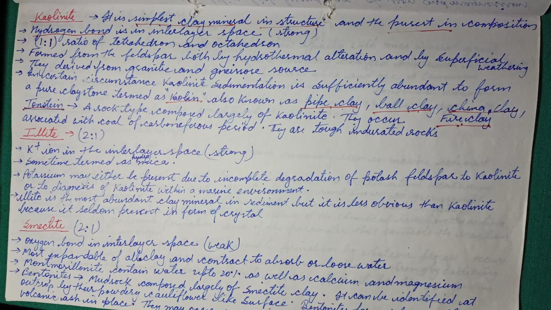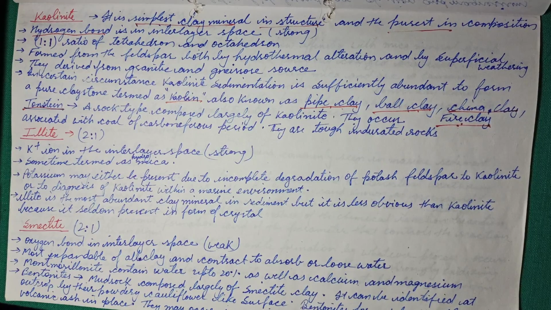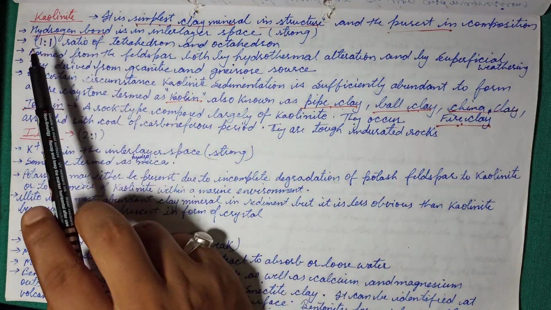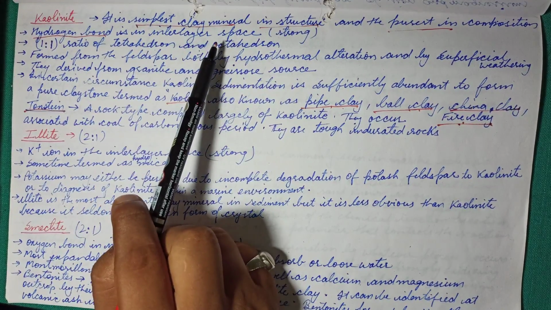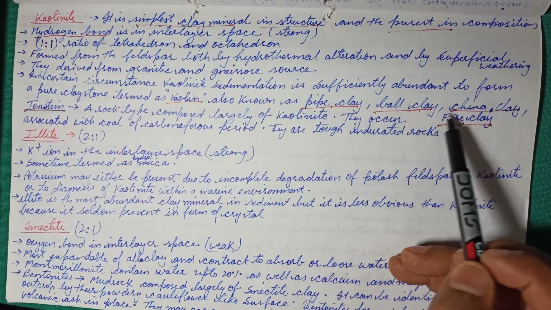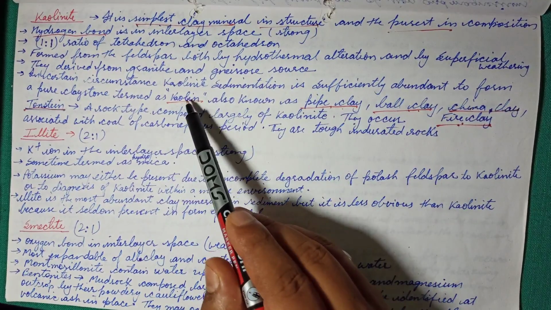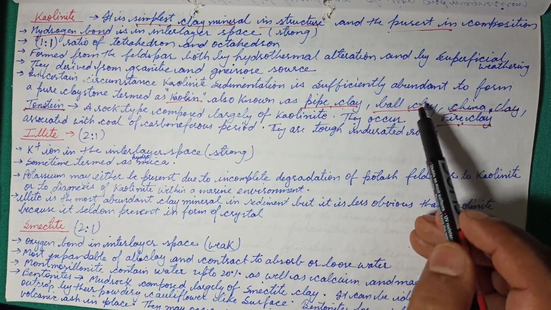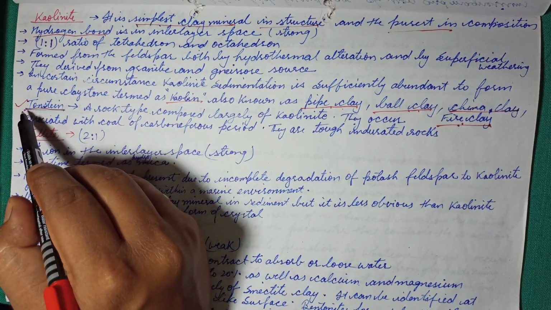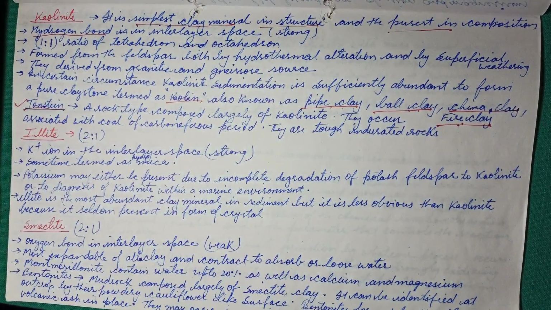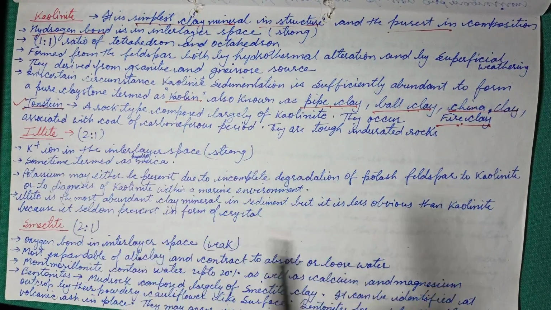So what is the thing to remember? They have a 1:1 ratio of tetrahedron and octahedron. And of course, about kaolin and pipe clay, you should know about tonstein, that's important. Last year I have seen questions regarding tonstein. Next one we will be dealing with illite.